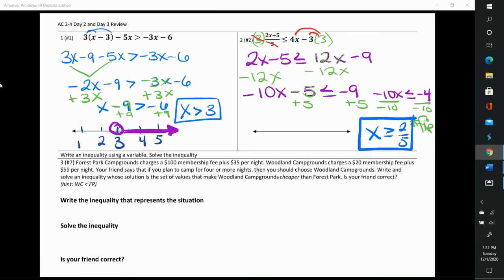It's okay to get a fraction as an answer. We're still going to use a number line. Don't worry about using fractions on your number line. And then we know that 2/5 is between 0 and 1, a little bit closer to 0. So it's going to be filled in because it can be equal to 2/5, and it's greater than because we flipped, so we're still going to shade to the right to represent all values that are greater than or equal to 2/5.